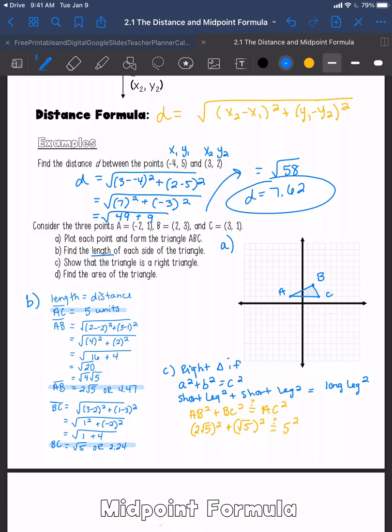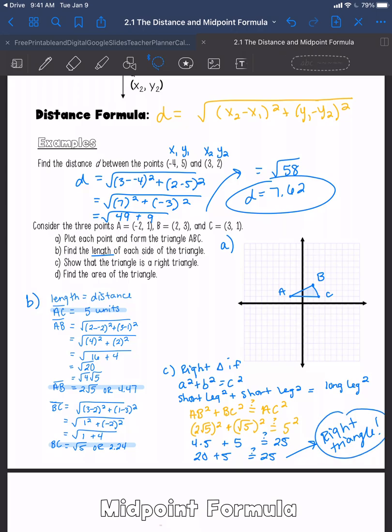Well, let's see, 2 square root of 5 squared, so 2 squared is 4, the square root of 5 squared is just itself, so this becomes 4 times 5, plus the square root of 5 times itself is just 5. Does that equal 25? That's 20 plus 5. Does that equal 25? Yes, it does. So this is a right triangle.